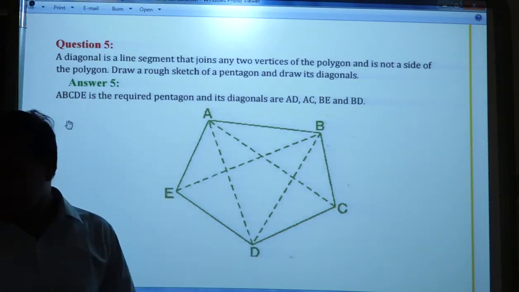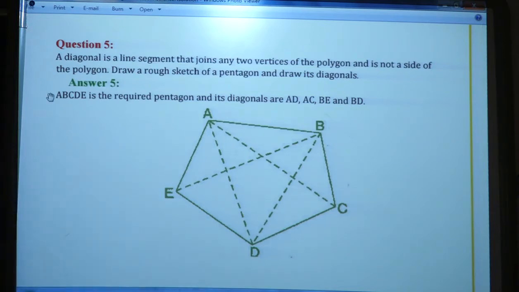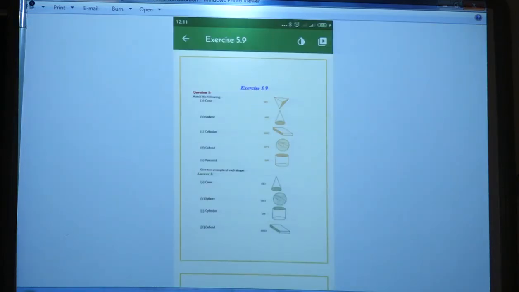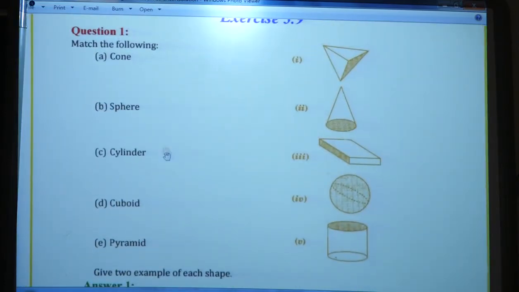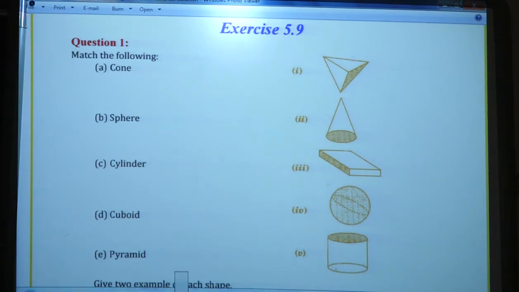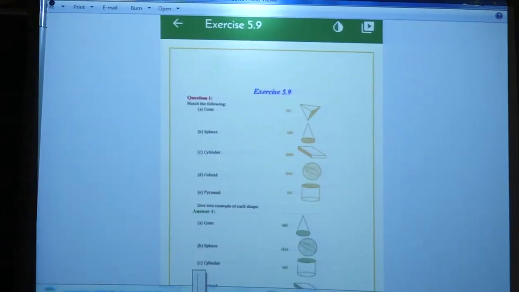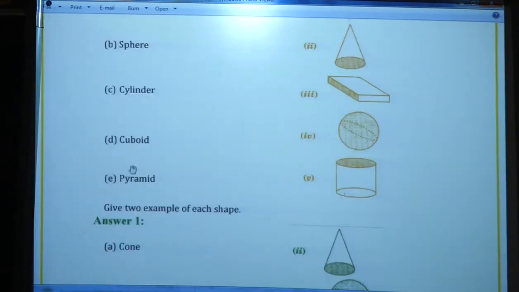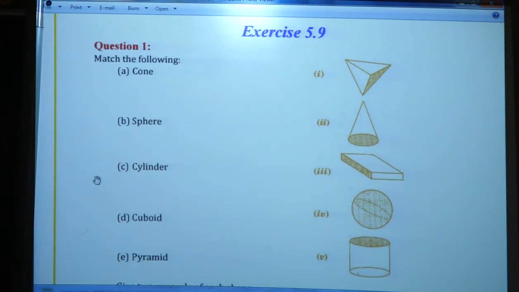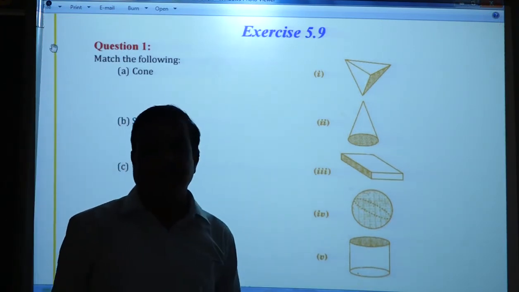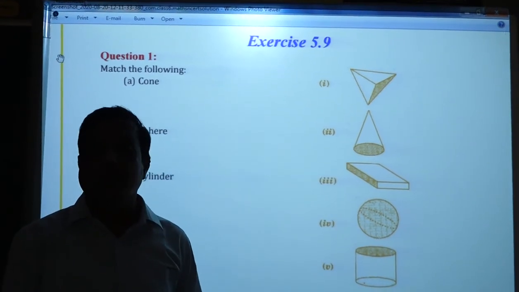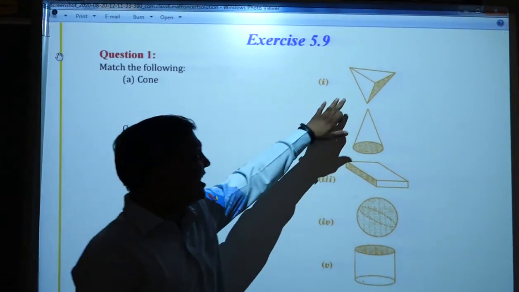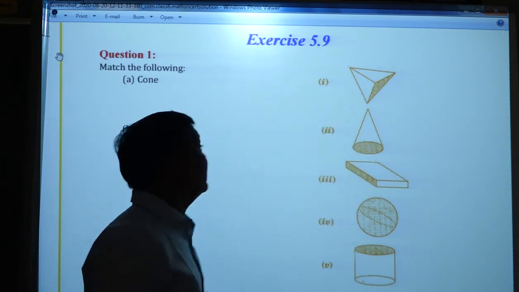That is exercise 5.9. This is the last exercise, 5.9. Now here 3D shapes are given. 3D means 3-dimensional shapes. 2-dimensional shapes we know, 3-dimensional shapes we know. These are the 3-dimensional figures having 3 dimensions.